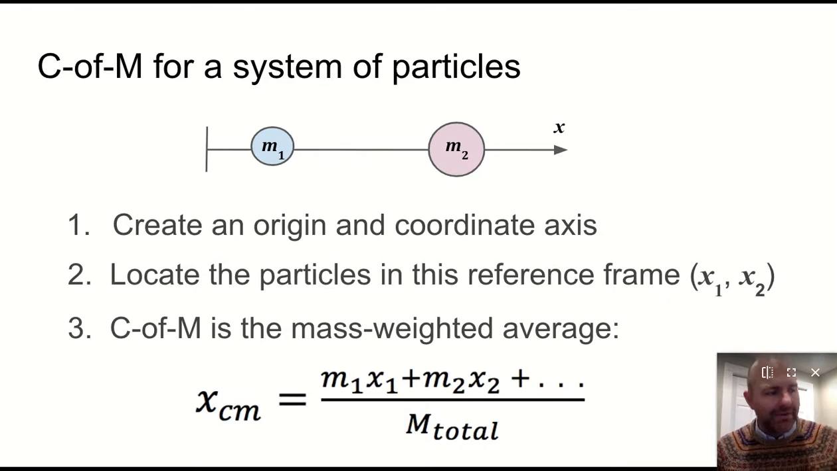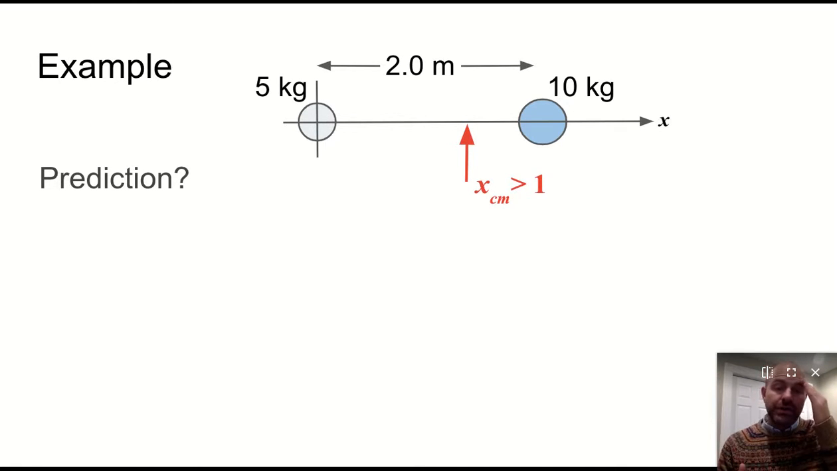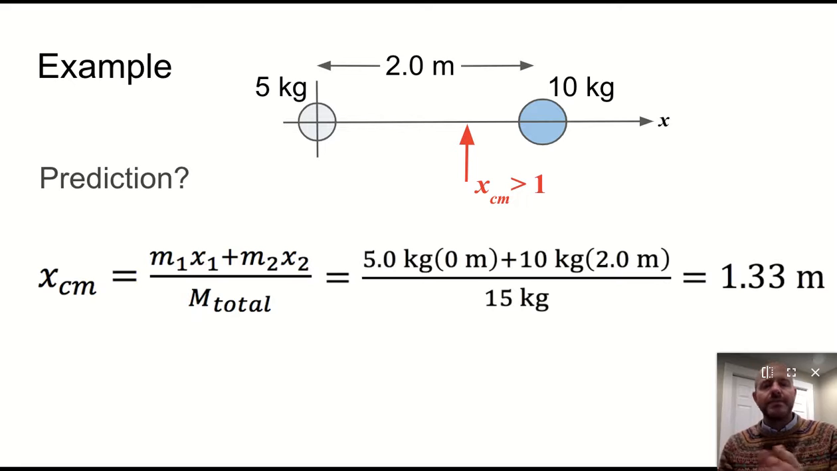This is that weighted average for the position. So here we go. Where is the center of mass? Well, we could predict that it should be closer to the more massive object than to the less massive object. We can do the actual calculation: 5 kilograms times 0 meters plus 10 kilograms times 2 meters, divided by 15 kilograms, gives 1.33 meters. Indeed, closer to the 10 kilogram than to the 5.